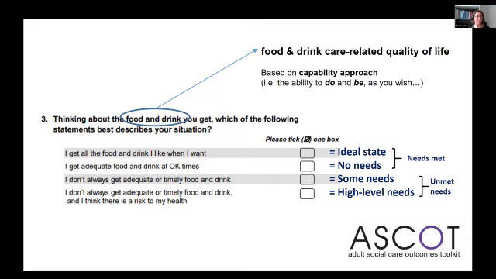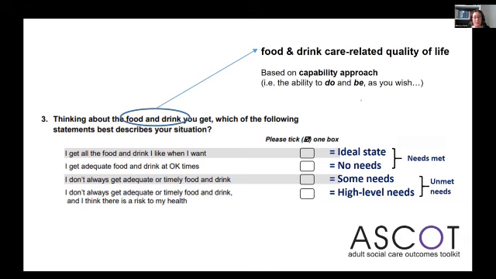These four statements can be looked at on their own as a measure of quality of life, or you can further group them. For the top two, you can say that someone's needs are met. It's either ideal or it's okay, but needs are overall met. The bottom two statements indicate someone has unmet needs. So these are different ways of thinking about the answers to these questions.